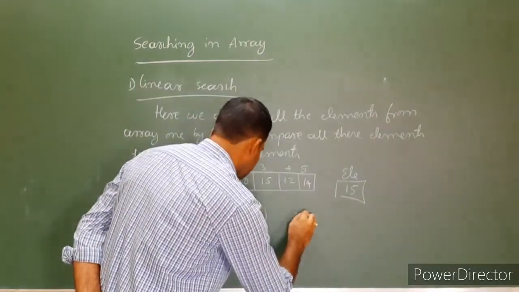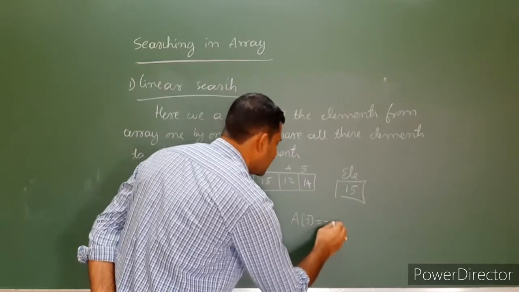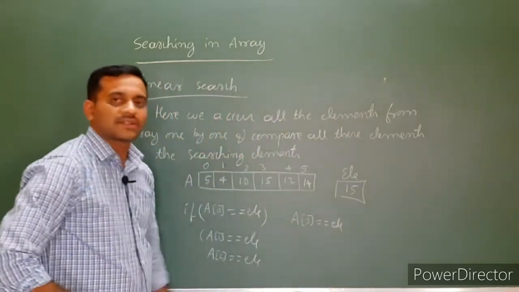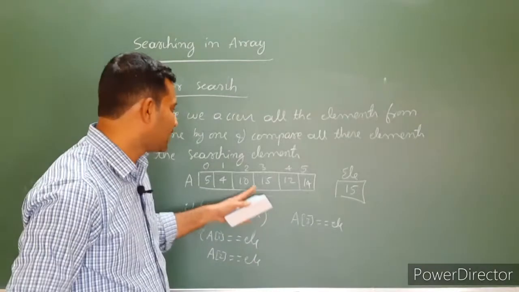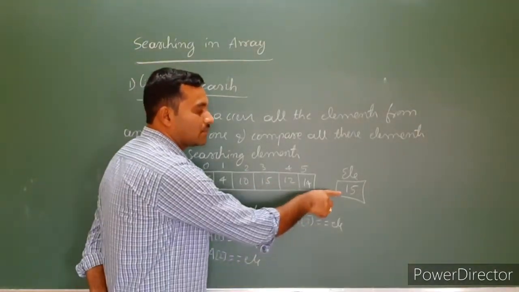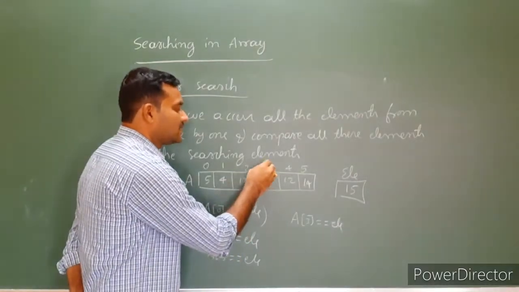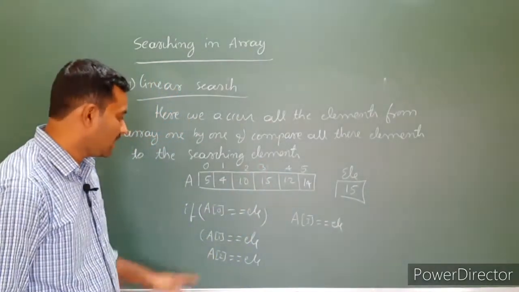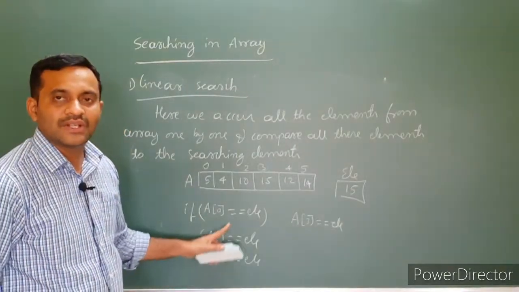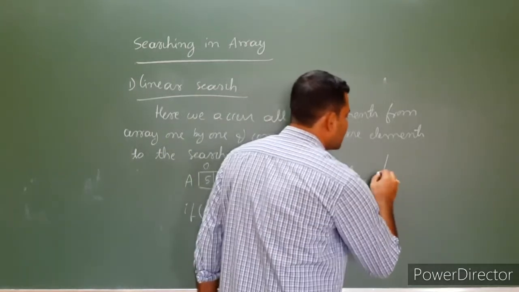Otherwise, access the next element, A of 3, which is equal to 15. Compare it with the searching element. If it is equal, then return the location. Here A of 3 has 15, which is equal to the searching element, so it returns the location. The location is 3. So here the array name is the same, only the index values differ. For that we use the for loop.